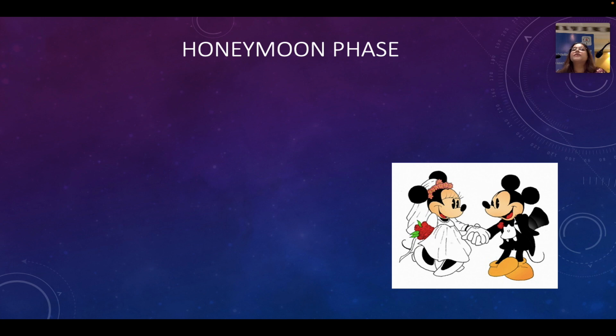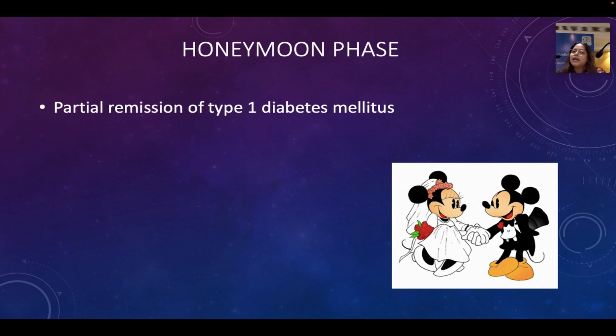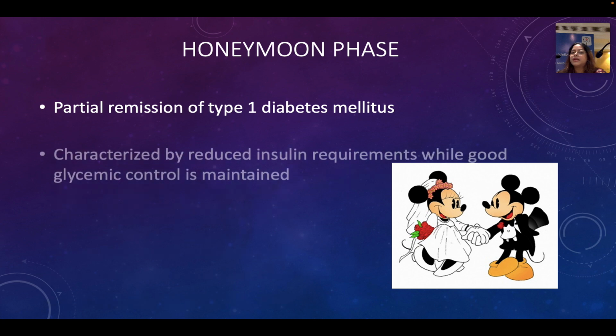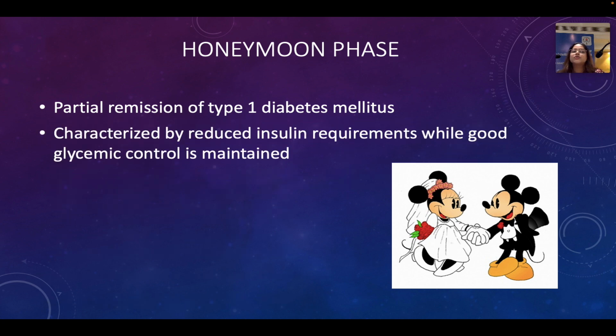Honeymoon phase. This is something very, very important which happens after you start the treatment for a newly diagnosed type 1 diabetes. It's a partial remission of type 1 diabetes mellitus. It is characterized by reduced insulin requirements while good glycemic control is maintained, because some remnant beta cells start acting again. It can last for weeks to years.